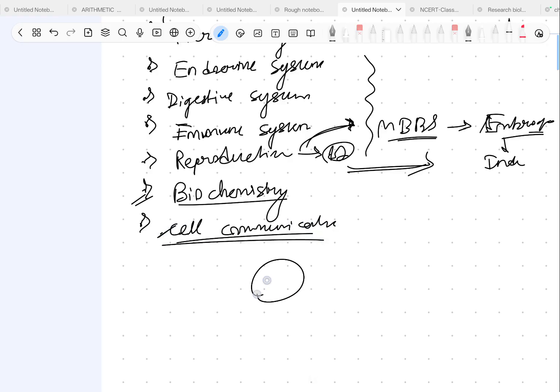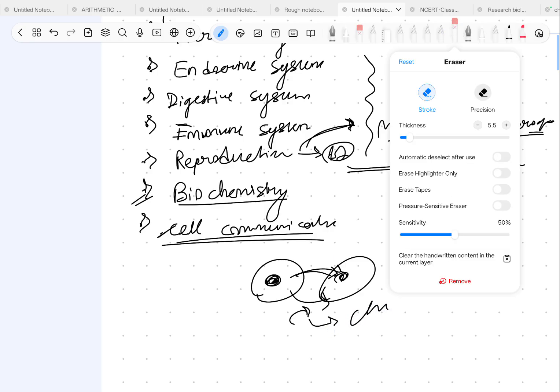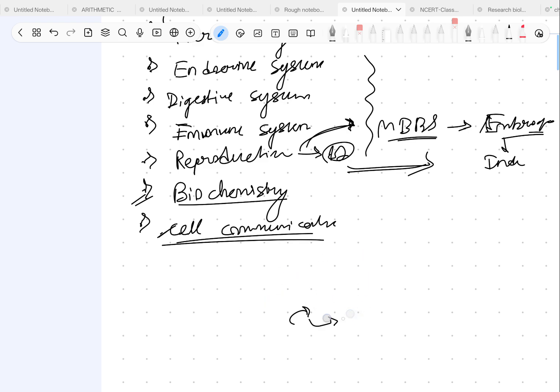Cell communication means how a cell communicates with a different cell, with or without physical means, sometimes through chemical means. There are many means, so you will study them. Your mentors will guide you with it. Let's go further.